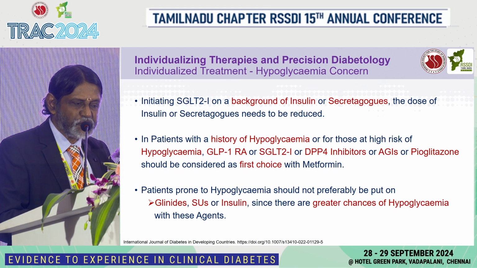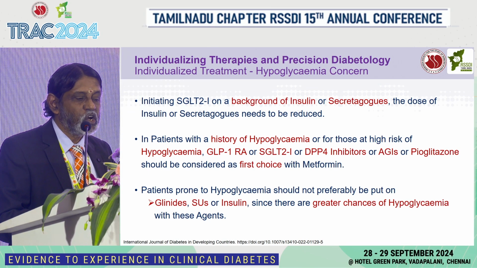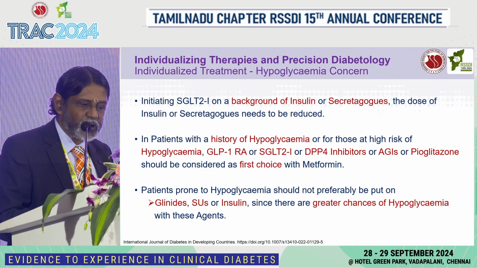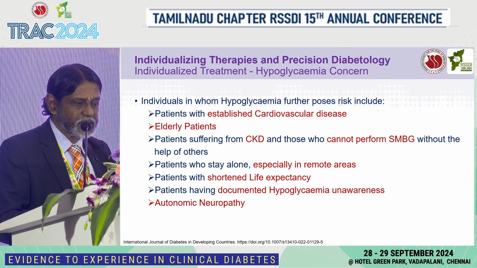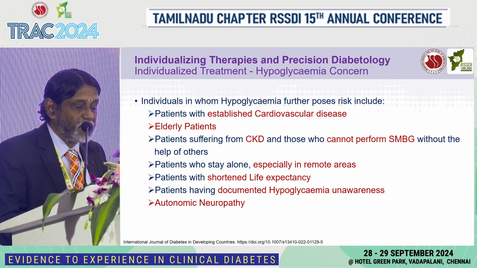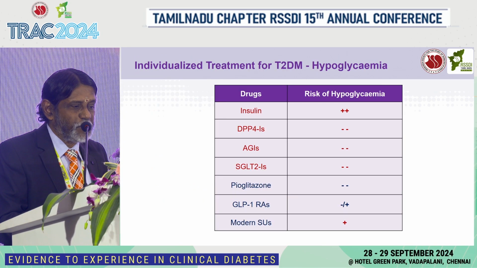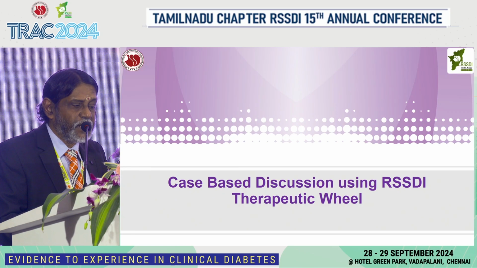So in patients with existing hypoglycemia, or those at high risk of hypoglycemia, GLP-1 receptor analogs or SGLT2 inhibitors or DPP-4 inhibitors or alpha glucosidase inhibitors or pioglitazone should be considered. Individuals in whom hypoglycemia further poses risk include patients with established cardiovascular disease, elderly patients, patients suffering from CKD, and patients who stay alone, patients with shortened life expectancy, patients having documented hypo-unawareness and autonomic neuropathy. So individualized treatment based on the hypoglycemia concern. We have the insulin, DPP-4, alpha glucosidase inhibitors and so on.